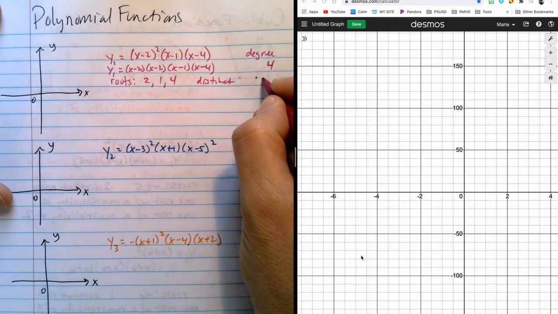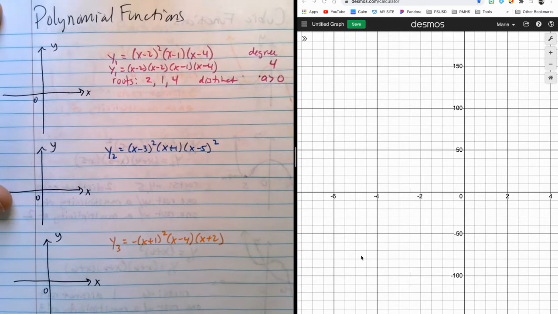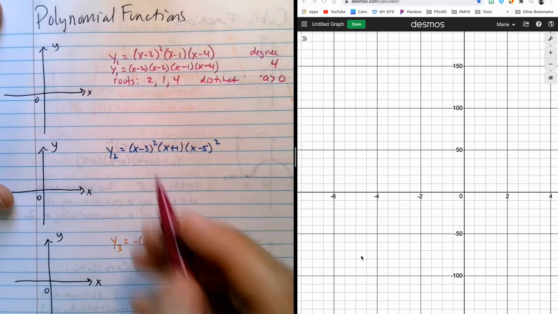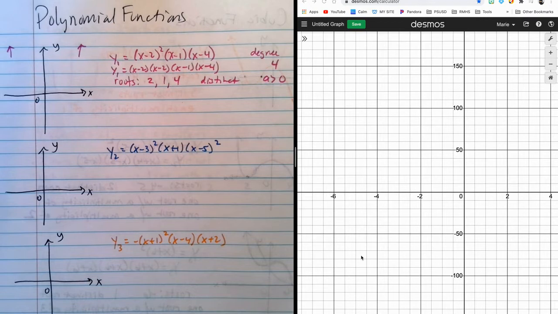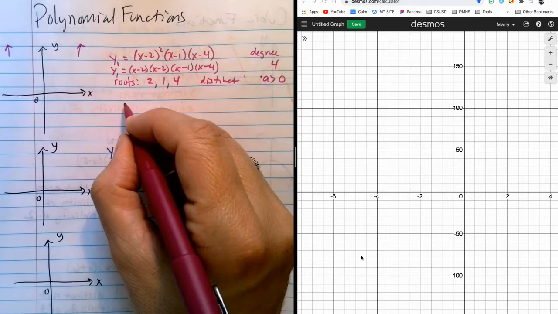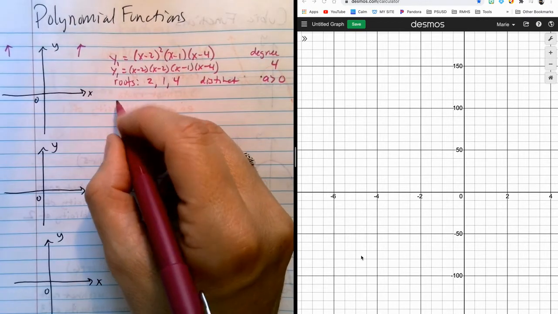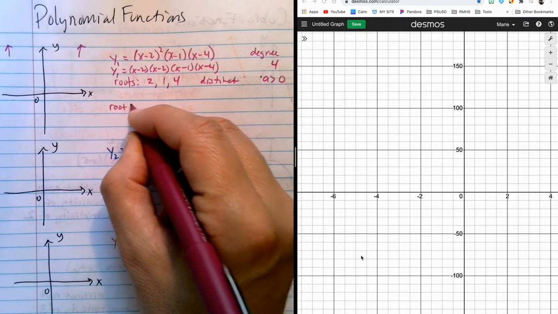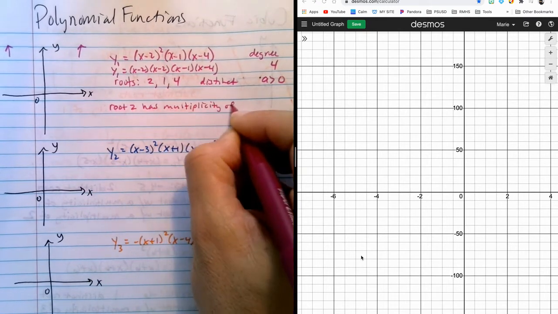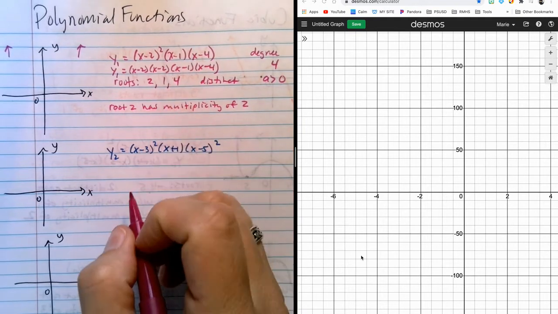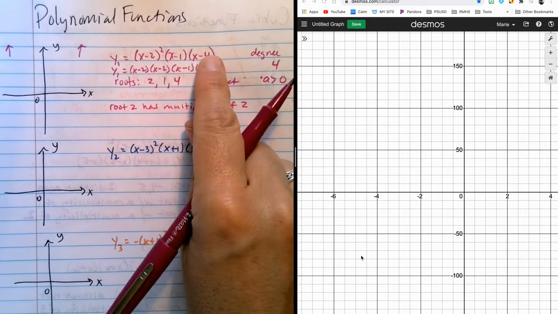And my a value is positive. So I already know my end behavior is going to be up. Now let's actually work through the multiplicities. I have root 2 has a multiplicity of 2. Roots 1 and 4 each have a multiplicity of 1. They only exist one time.